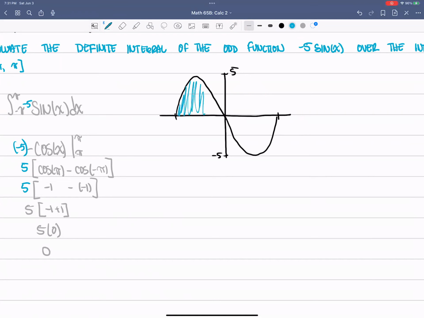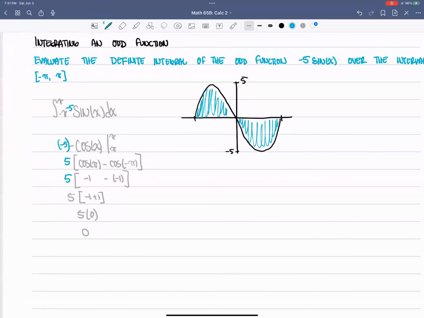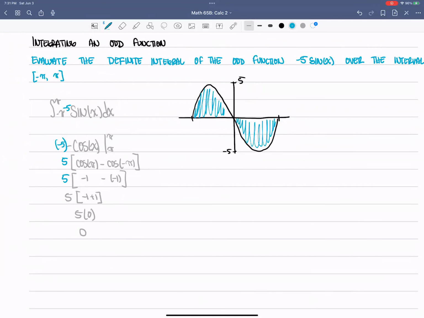So up here we have a positive area. Down here we have this negative area. So when we integrated between those two areas, we ended up with 0 because they're exactly the same there. So an odd function is going to have an area of 0 unless you break it up.